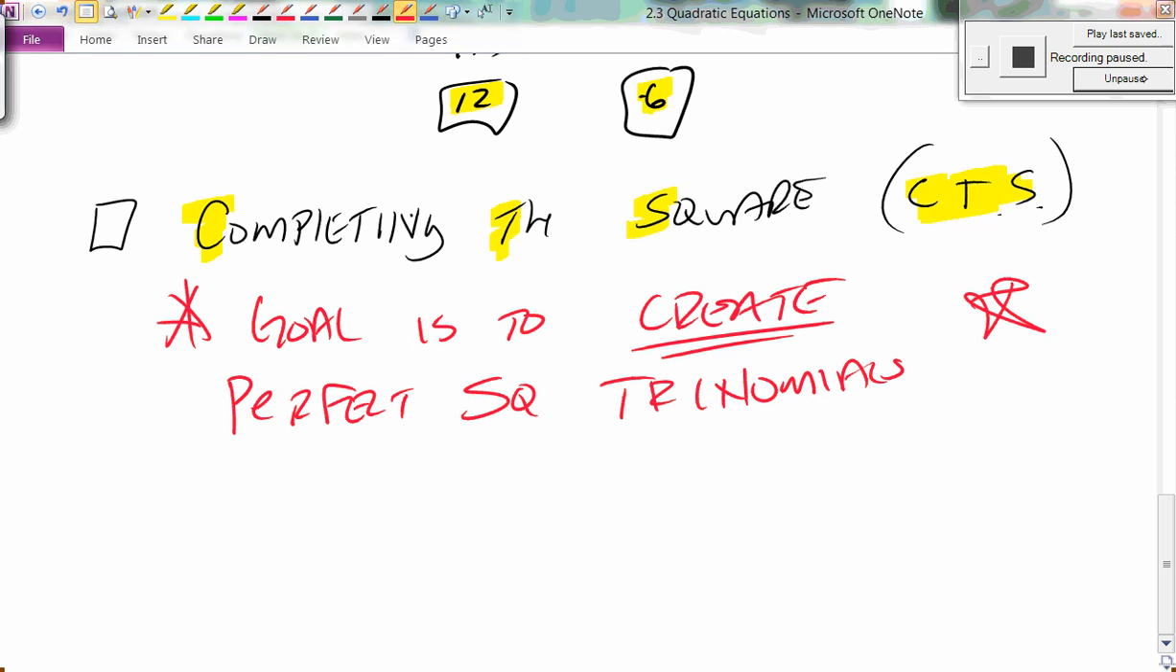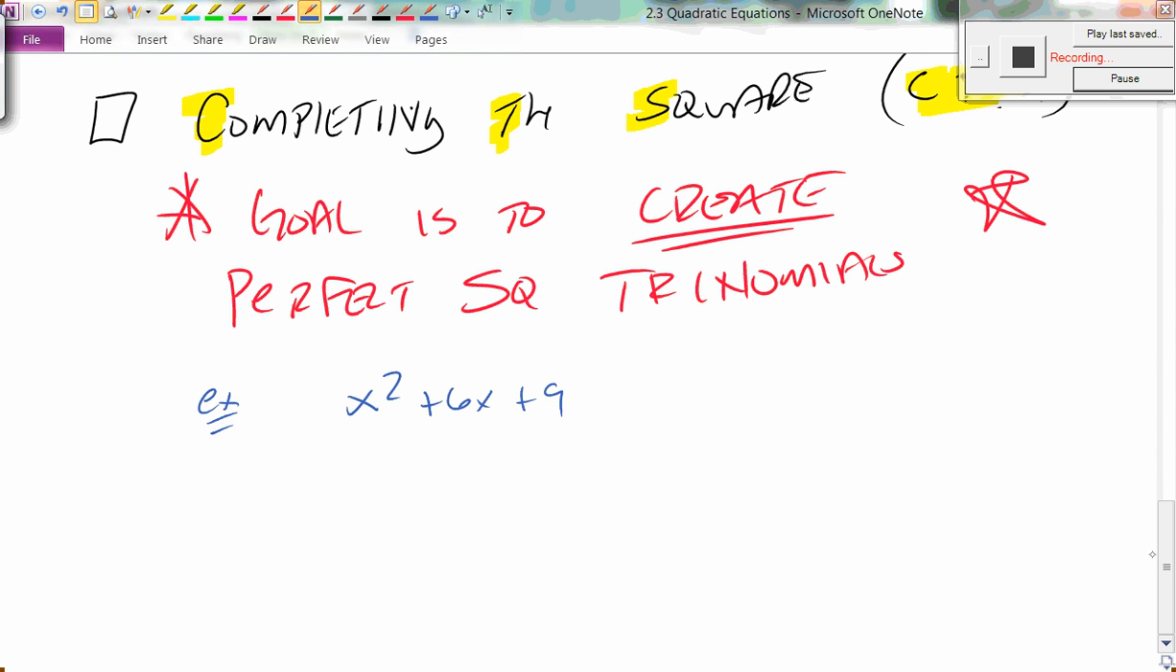All right. So I'll pause this. So the goal of completing the square is to create a perfect square trinomial. So I'll give you an example of what I mean. What do I mean by a perfect square trinomial? Here's an example of one. It's x squared plus 6x plus 9. Why is that a perfect square trinomial?